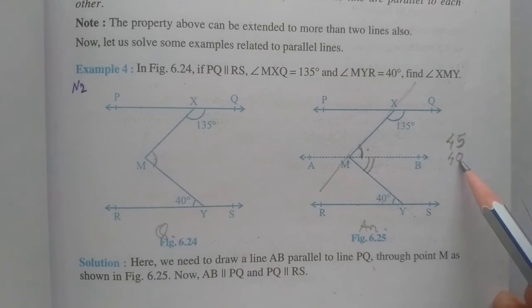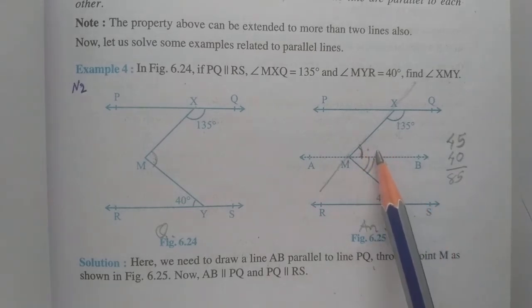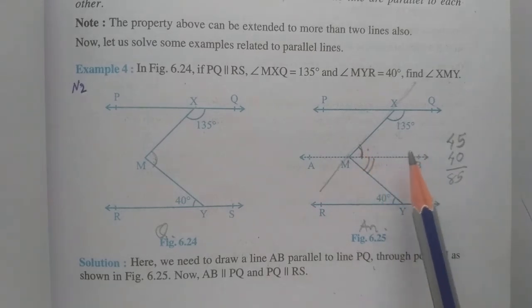So 45 plus 40 we can do. So the answer is 85, children. Okay. Now the detailed explanation, children, is given on the next page; that you prepare yourself. Prepare means first you prepare, then write in the notebook.